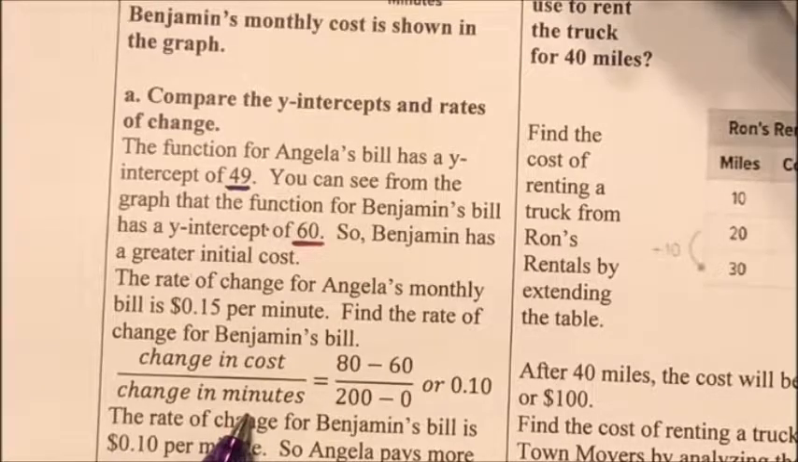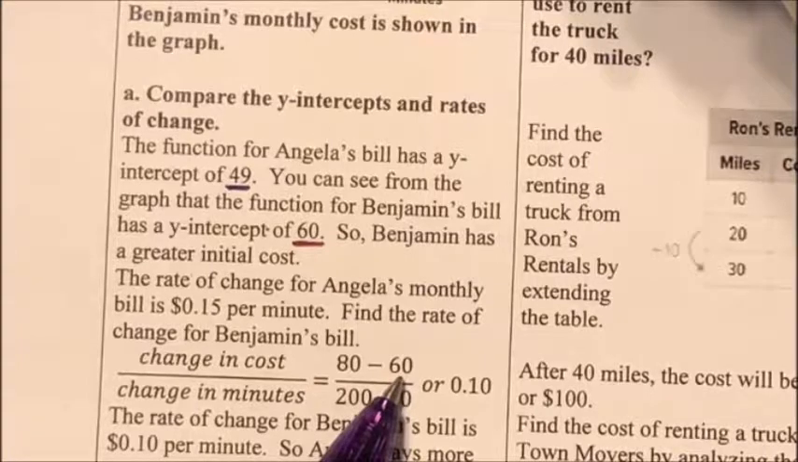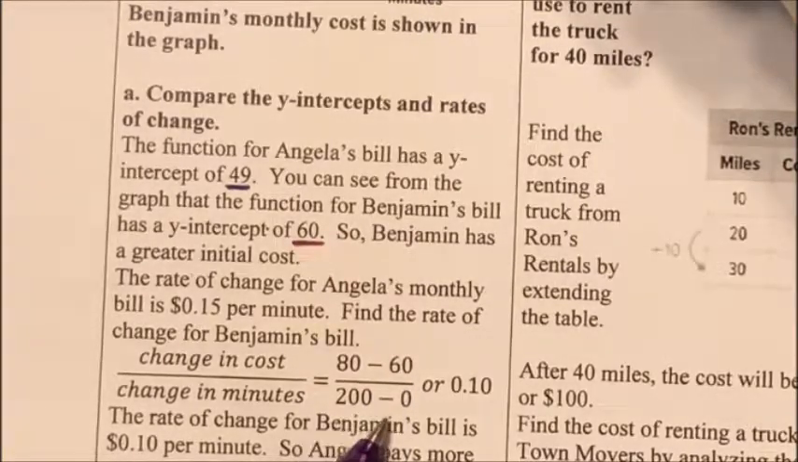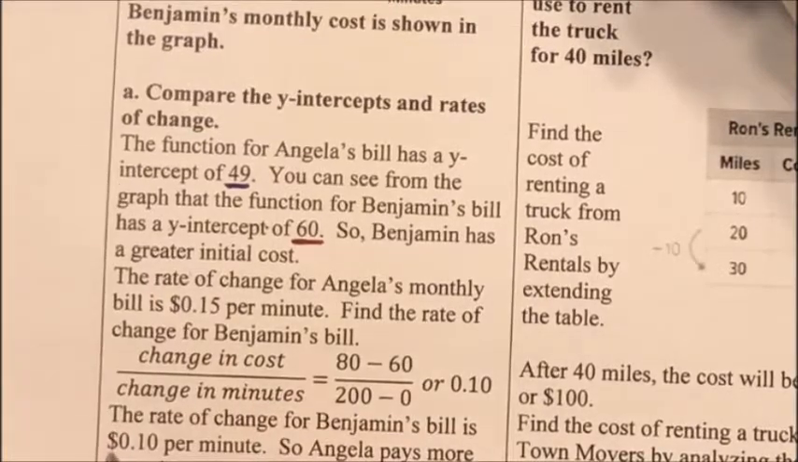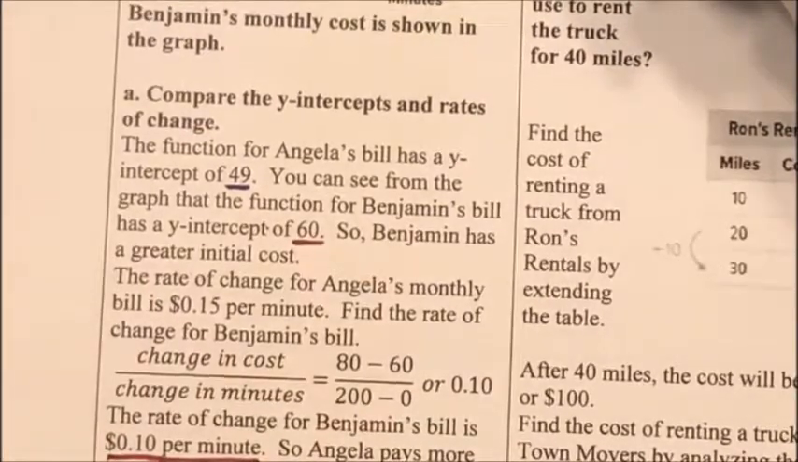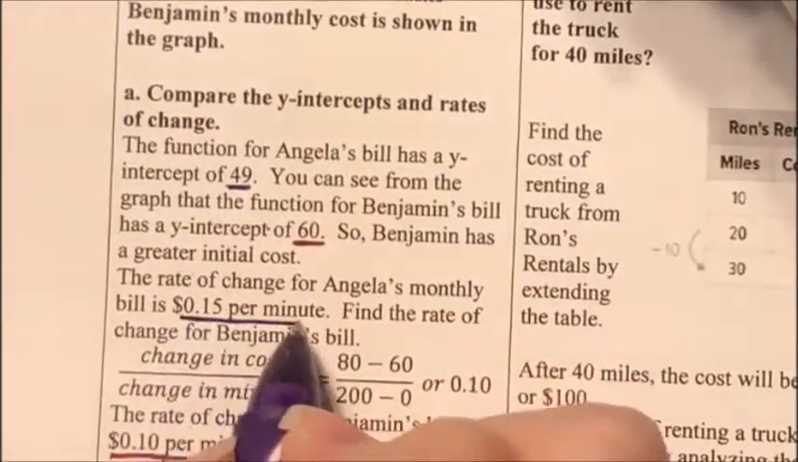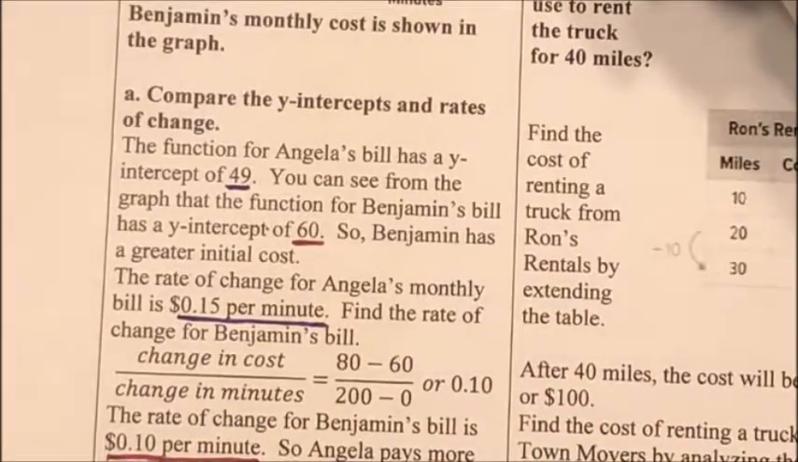So I picked 2 points and I subtracted. So I get 80 minus 60 over 200 minus 0. 80 minus 60 is 20. 200 minus 0 is 200. So I get 20 over 200, or 0.1. The rate of change for Benjamin's bill is 10 cents per minute. So Angela has a rate of change of 0.15 cents per minute. So Angela pays more per minute than Benjamin.